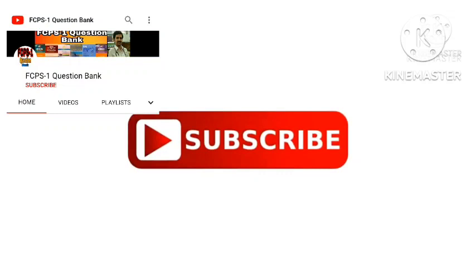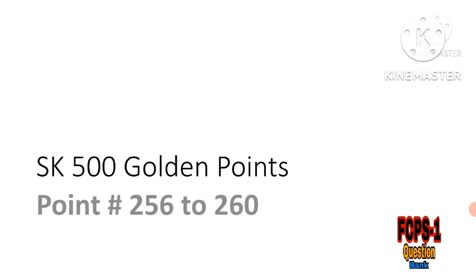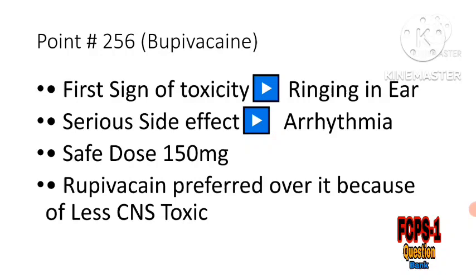Yes, welcome to FCPS1 question bank. This is SK-500 golden point MCQs discussion. These are extreme repetition. This lecture is about point number 256 to 260. So point number 256, it is regarding bupivacaine. First sign of toxicity of bupivacaine is ringing in the ear. And serious side effect of bupivacaine is arrhythmias. And safe dose of bupivacaine is 150 milligram. And ropivacaine is preferred over bupivacaine because it has less CNS toxicity.